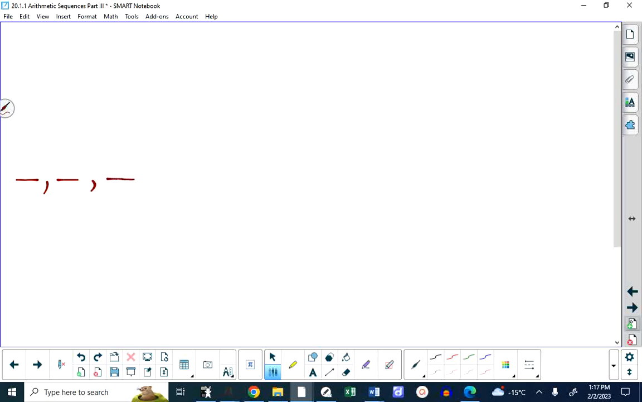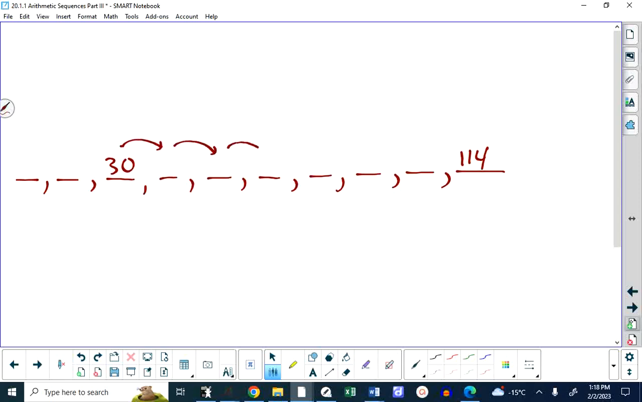1, 2, 3. You were told the 10th term was 114. 4, 5, 6, 7, 8, 9, 10. What is it you add to 30 to get to there? Well, you add 1, 2, 3, 4, 5, 6, 7 common differences. In fact, we kind of did a question like this on day 1.